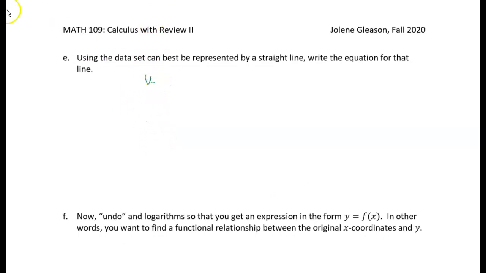I'm using the points 0, 1.22, and the other point is 0.69, 0.39.